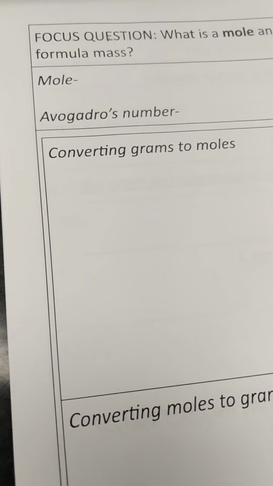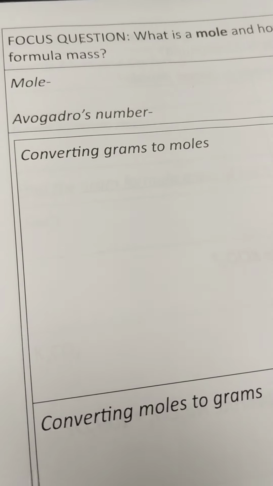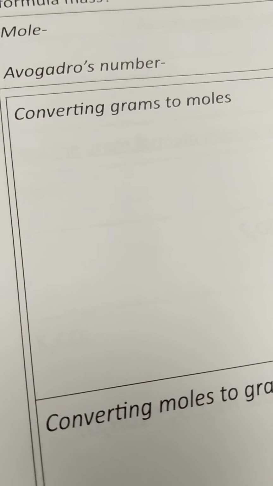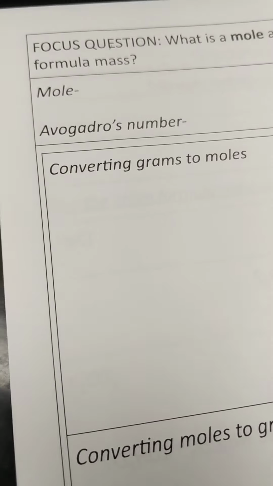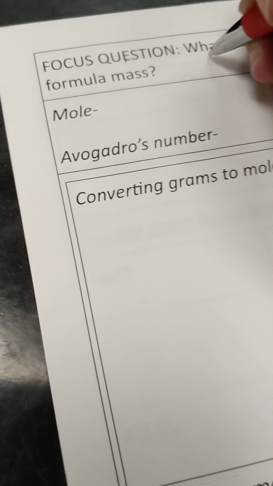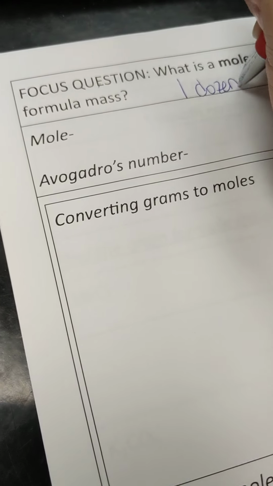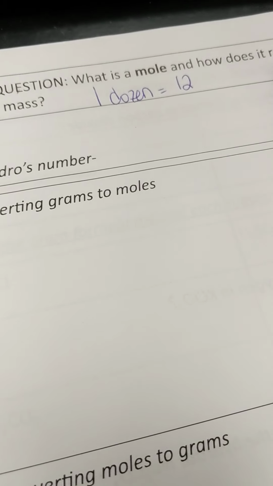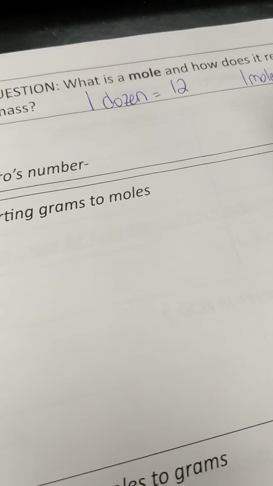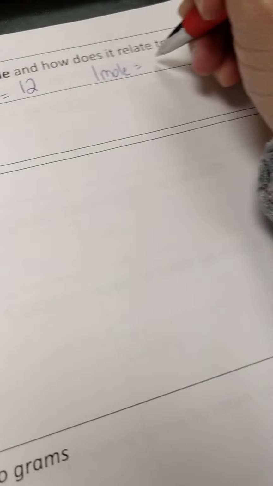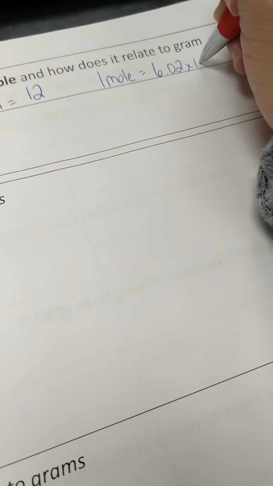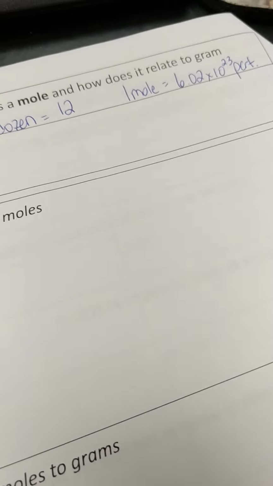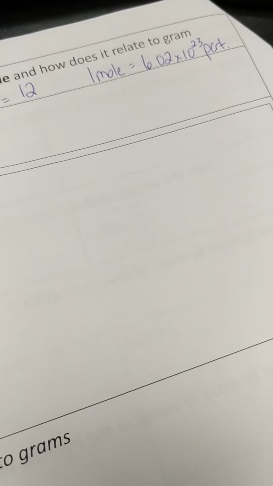Good morning. Today we're going to go through what a mole is and do some conversions between grams and moles to grams. So first of all, what is a mole? If we think about it, we always know that 1 dozen is equal to 12 of something. A mole is kind of the same sort of thing. It's a set unit. 1 mole of anything is equal to 6.02 times 10 to the 23rd particles. And that's that number that we call Avogadro's number.